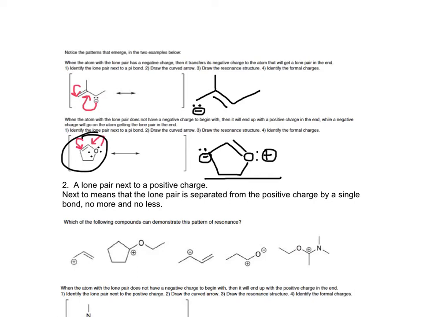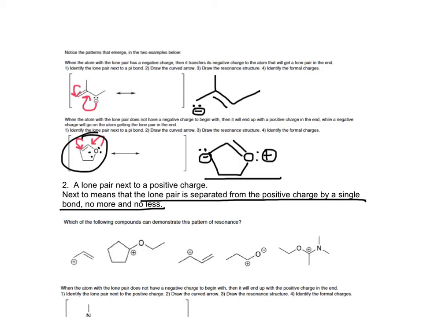You can see while our original structure was neutral, our final structure, even though we did make charges, is also neutral. The next pattern to recognize is when we have a lone pair next to a positive charge. Again, we define next to as that lone pair being separated from the positive charge by a single bond, no more, no less. So let's see if we can identify the compounds which demonstrate this pattern of resonance.